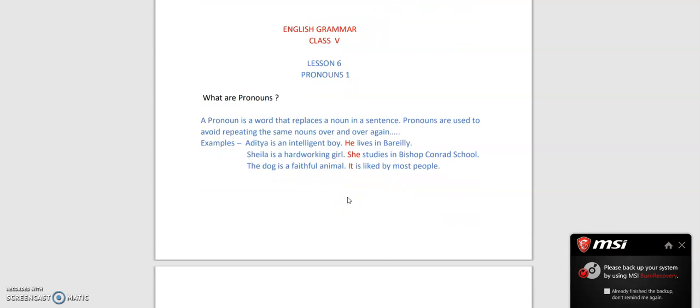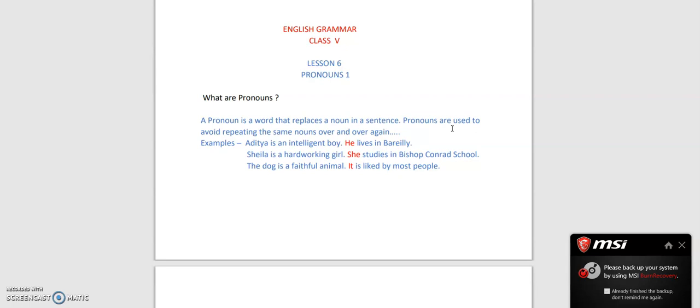What are pronouns? A pronoun is a word that replaces a noun in a sentence. Pronouns are used to avoid repeating the same nouns over and over again, like you saw in the story above. In the first version, the same noun, the lion and the boar, was repeated again and again, whereas in the second version, instead of repeating the noun, we used the pronoun they.